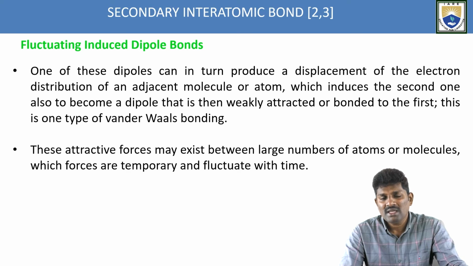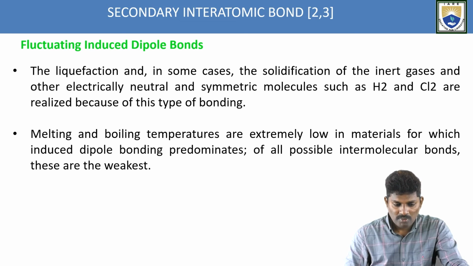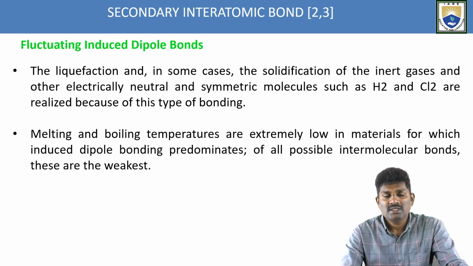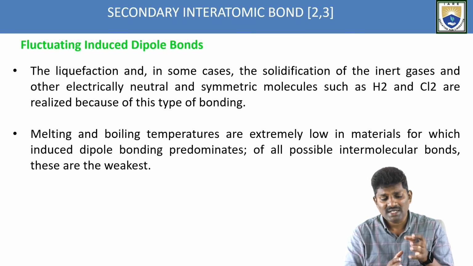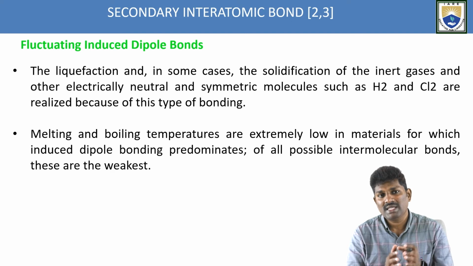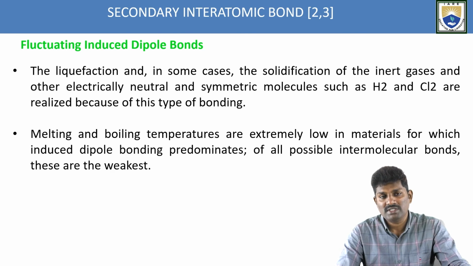So that's why you're getting a weak bond energy when you compare with the primary type of bonding. Liquefaction is one of the causes, and the solidification of inert gases and other electrically neutral and symmetric molecules such as H2, Cl2 are realized because of this type of bonding. So during the solidification or the liquefaction of the inert gases, with examples of H2 and Cl2, these are having very less bonding.